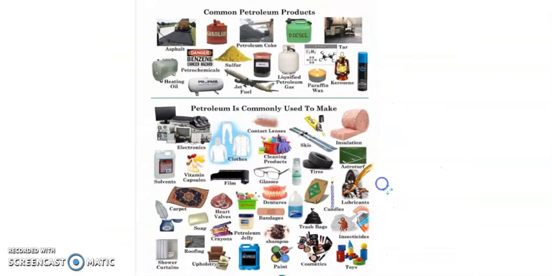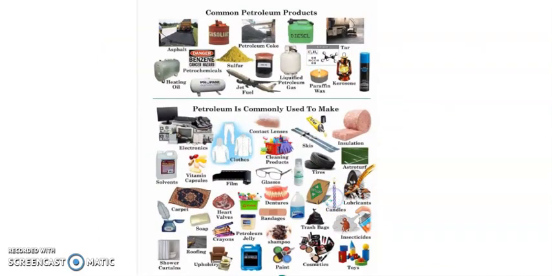These are some more examples of petroleum products. More than these uses, it is also used in making electronics, cloth, lenses, skis, insulators, astroturf, tires, petroleum jelly, crayons, cosmetics, paints, etc. So in all these places, petroleum products are being used.